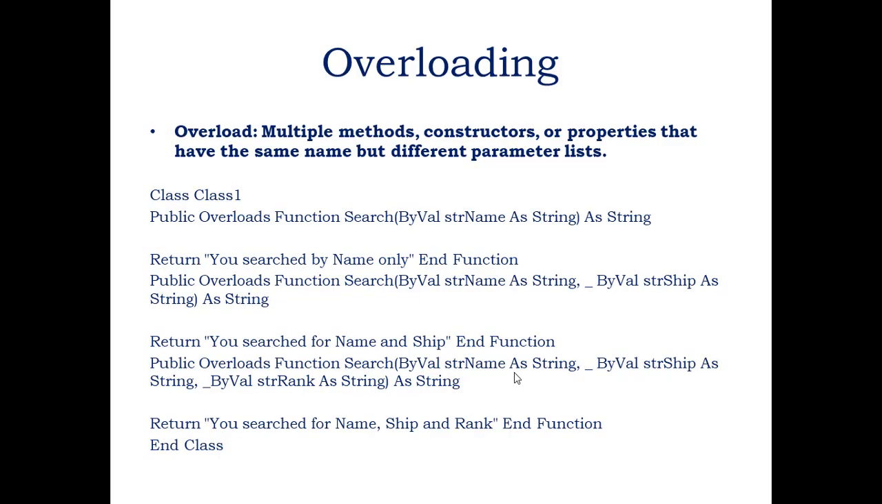Overloading. Overloading is multiple methods, constructors or properties that have the same name but different parameter lists. These are examples of overloading. Class 1: Public Overloads Function Search, with an argument list ByVal strName As String, returns a search by name only. End Function. Another Public Overloads Function Search occurs with the same name but a different argument list.